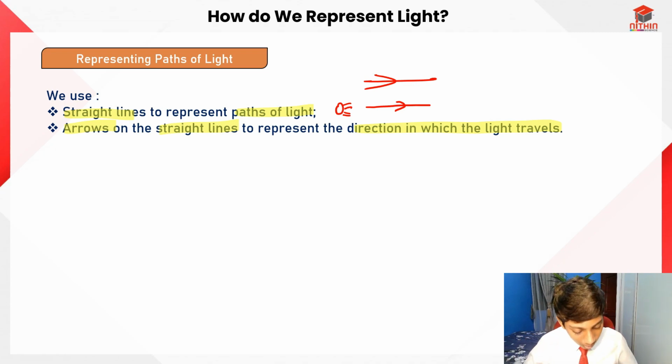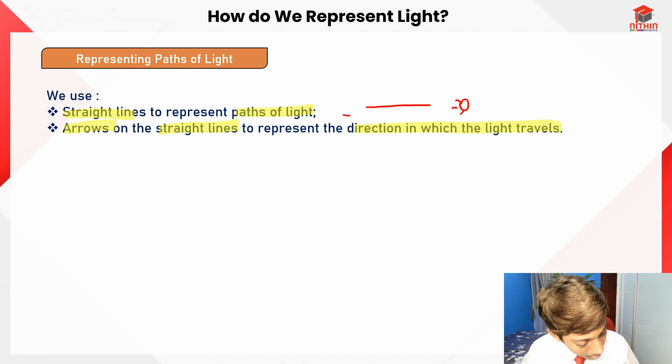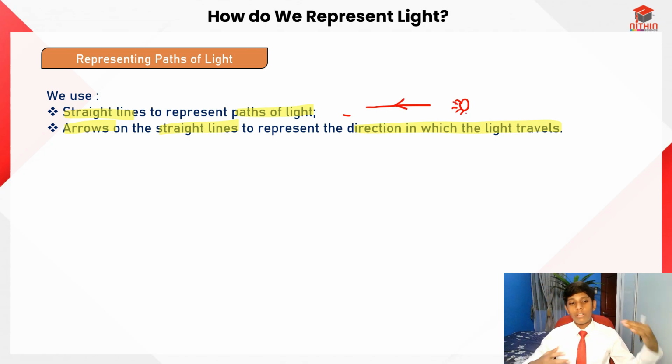And if I do the total opposite and put the light source over here, and then the arrow is going this way, that means that the light is actually traveling in this direction. Okay, so I hope you understood that. So let's move on to see how we actually represent it.